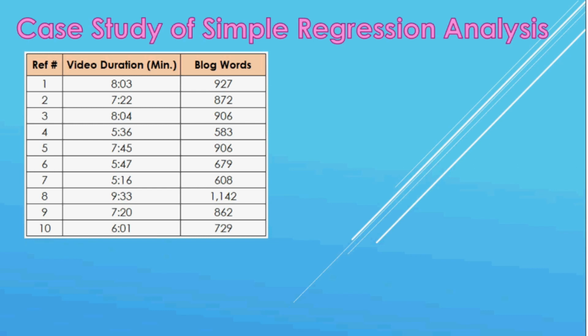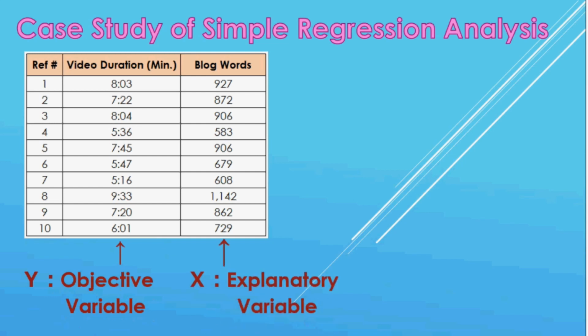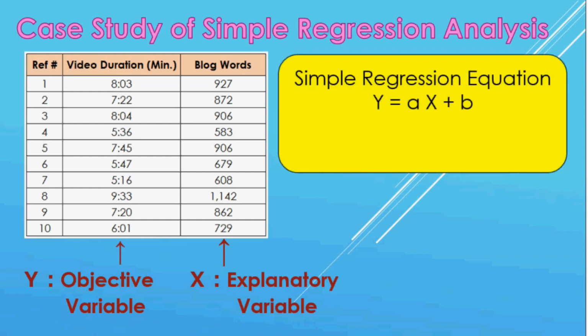The video duration I want you to predict is y, which is called the objective variable, and the number of blog words is x. That should be written as a factor, and this is called an explanatory variable. From a simple regression analysis, we can express the objective variable by the equation y equals ax plus b. This expression is called a regression equation. For my data from the result of the simple regression analysis, it becomes y equals 0.47x plus 35.5.